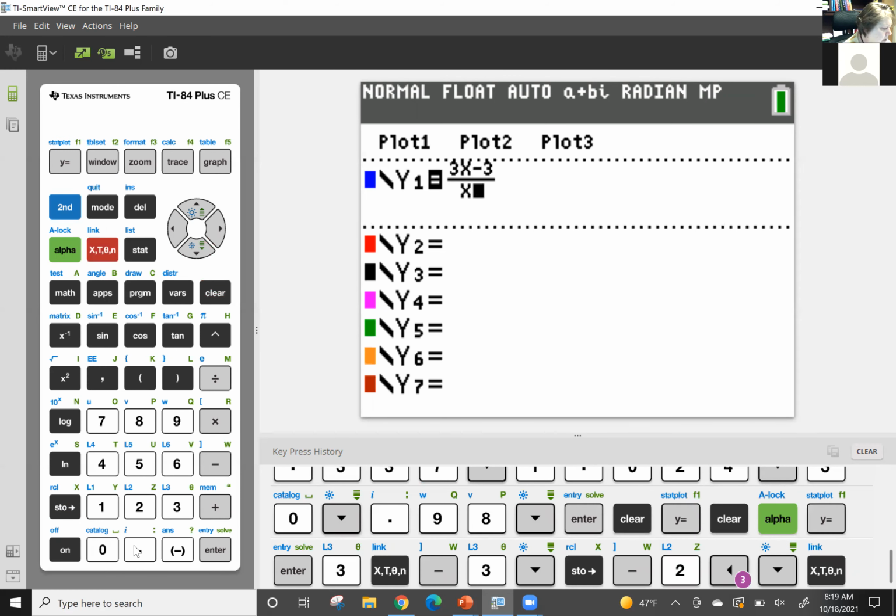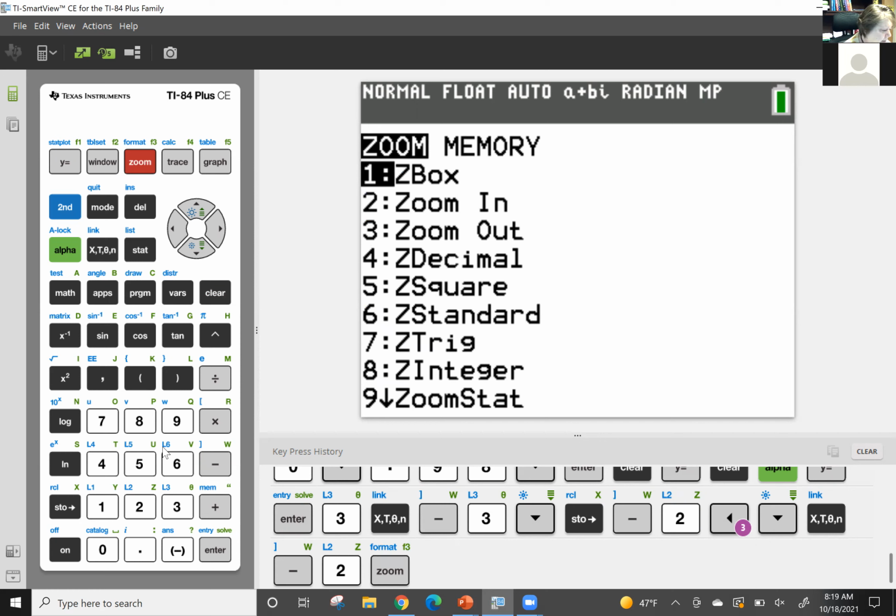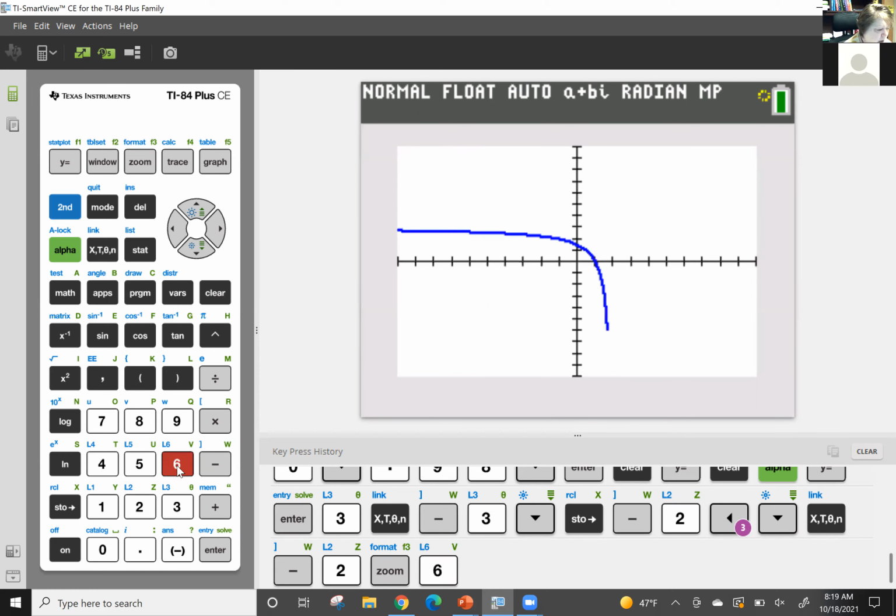There we go, x minus 2. All right, so I'm going to do a zoom standard because that's where I always start if I haven't graphed in a while. And you can see the behavior that I was talking about. You can see that at x = 2, this thing is decreasing without bound as it comes from the negative direction and increasing without bound as it comes from the positive. Okay, and you can see that it's crossing at x equals 1, and it looks like it's crossing the y-axis at 1.5.